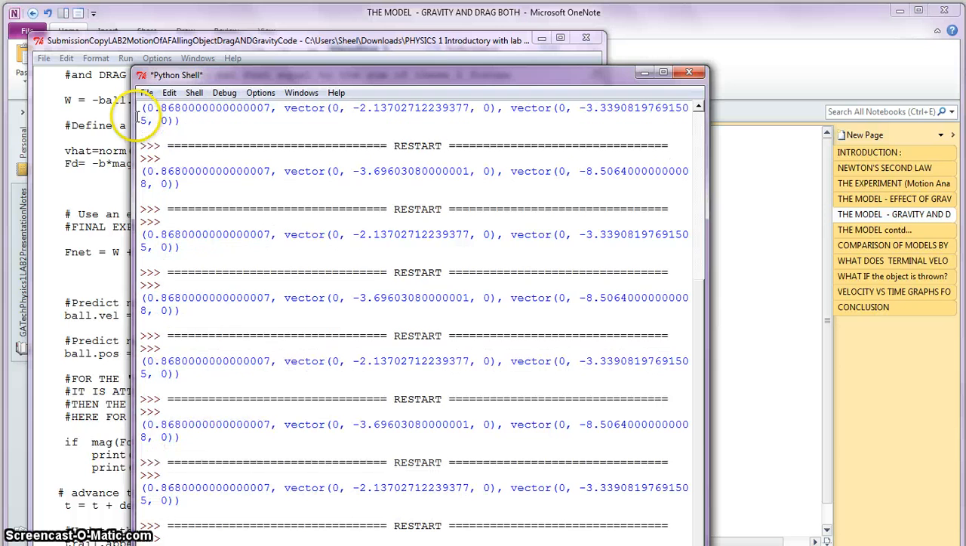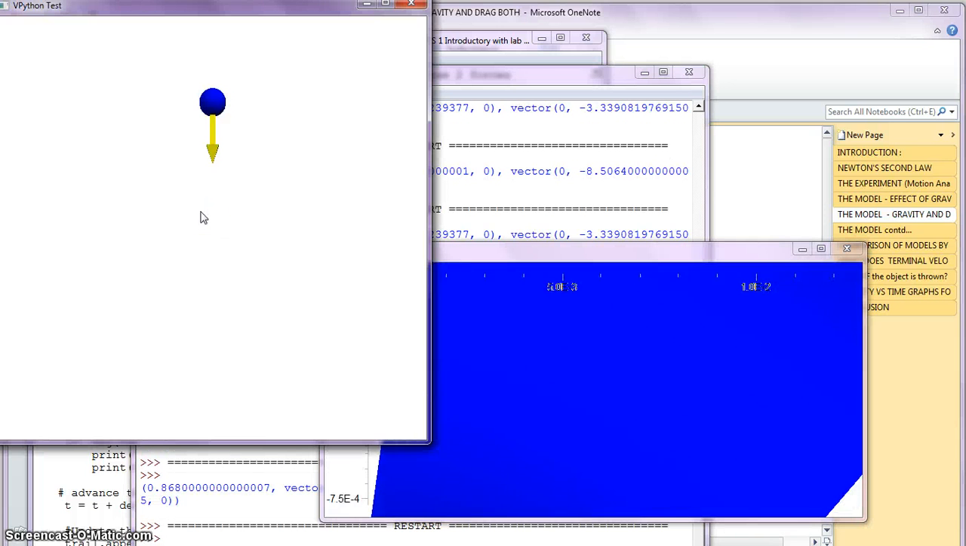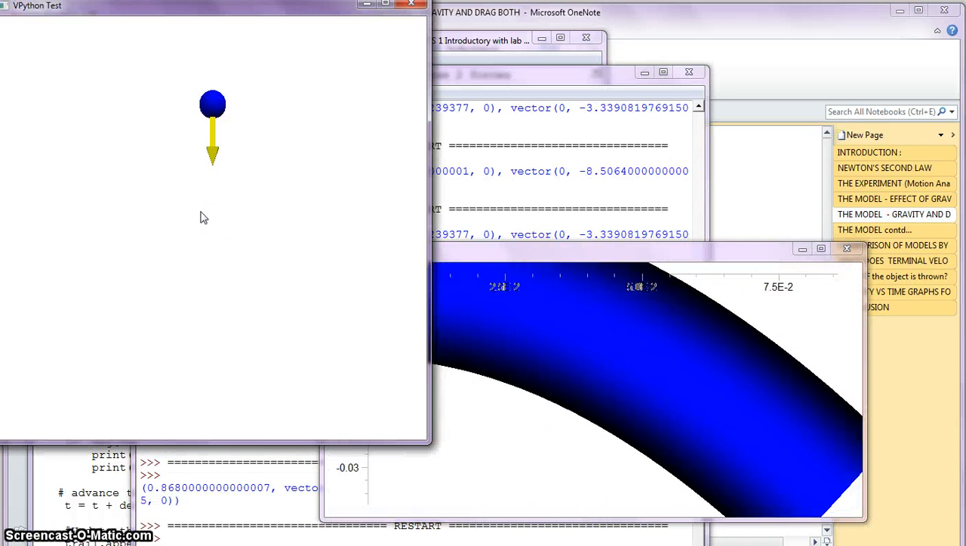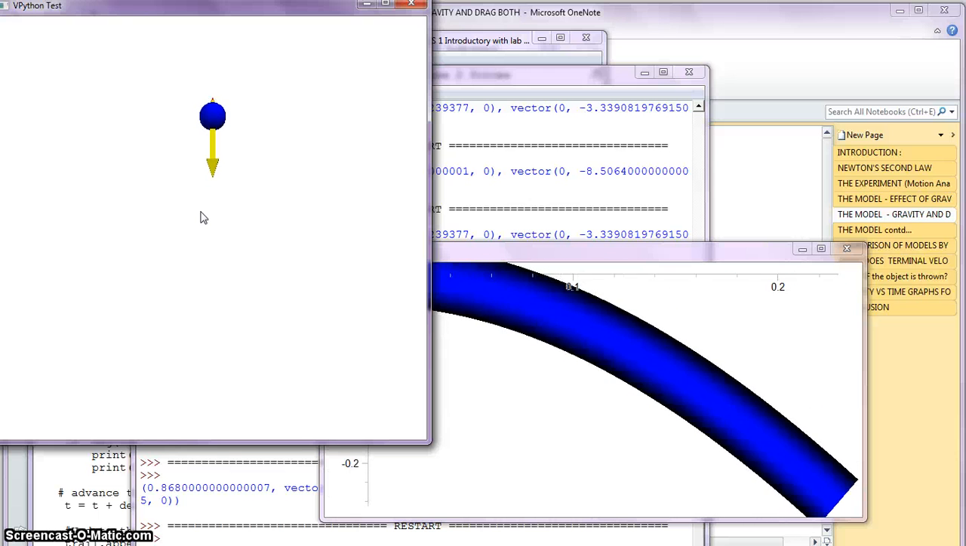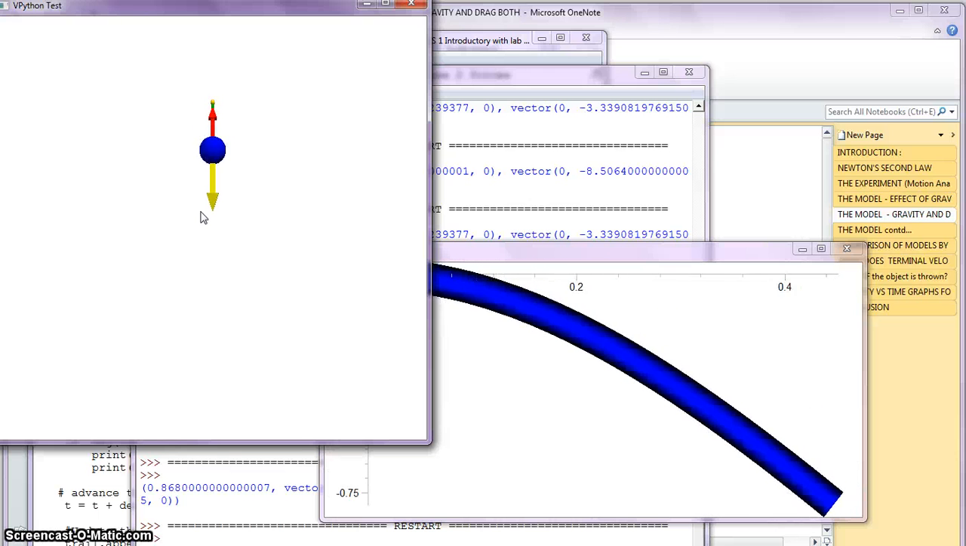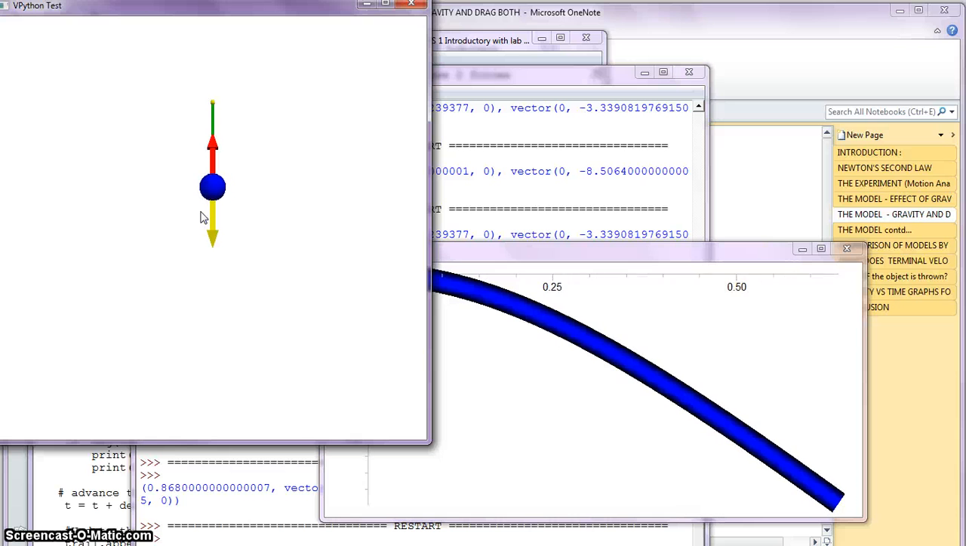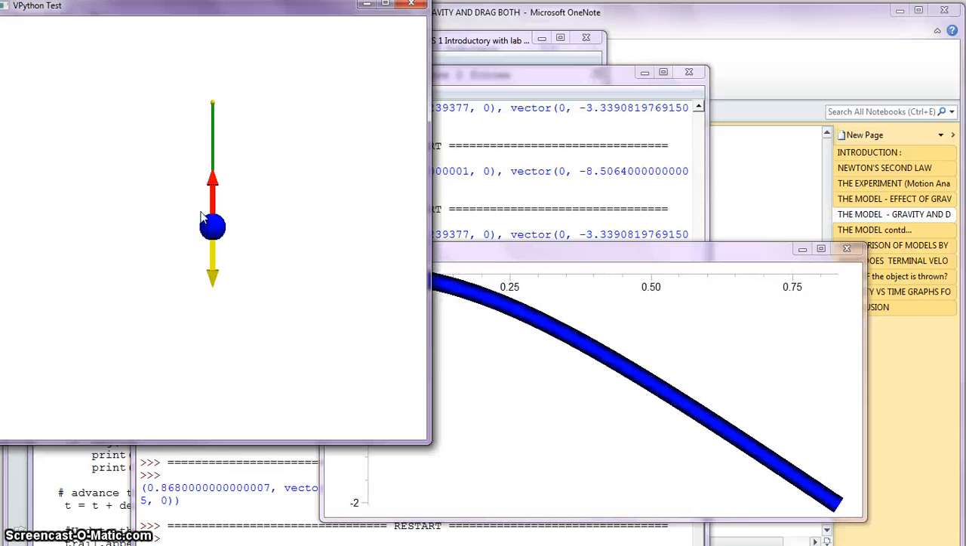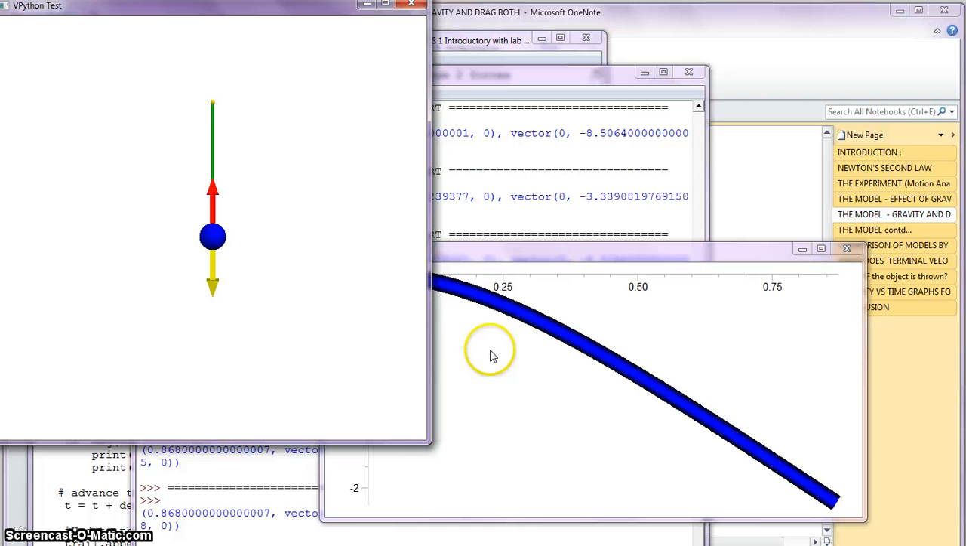When I run this program, this is the output I see. The yellow arrow again represents the downward weight force, and very soon you will see a red arrow pointing upwards, opposite to the direction of motion, showing the drag force. This is the position versus time graph produced by Python.